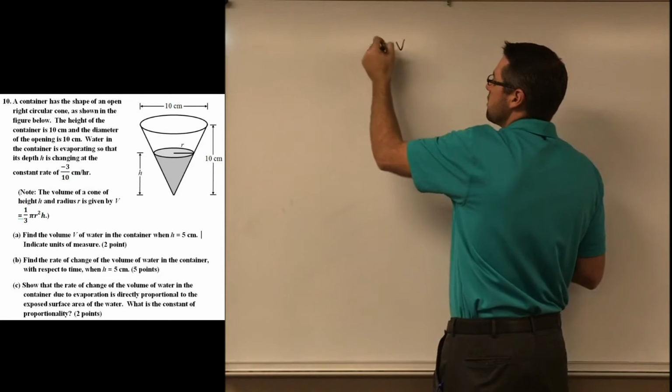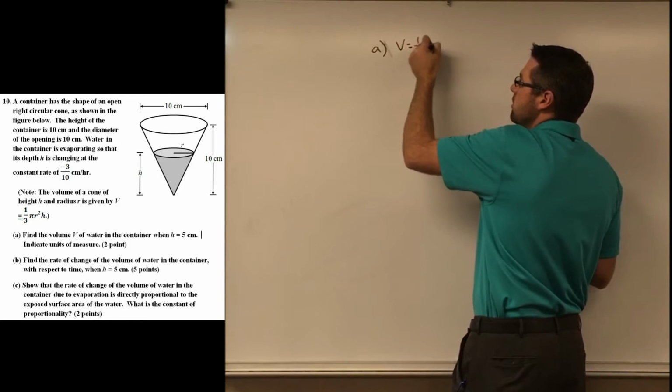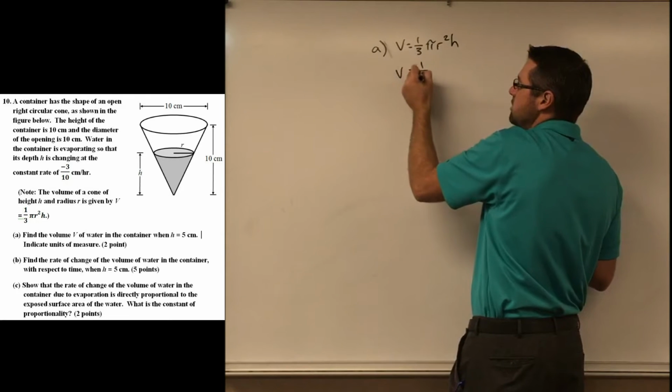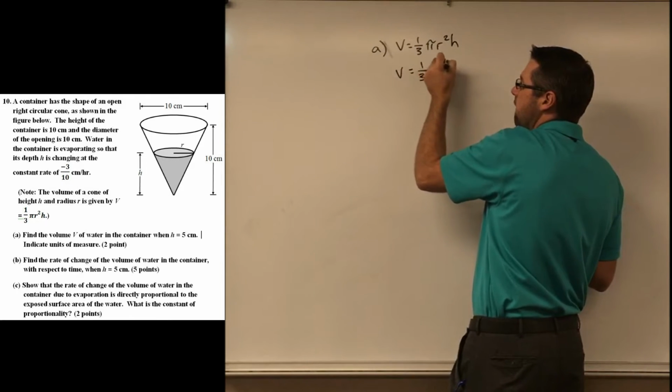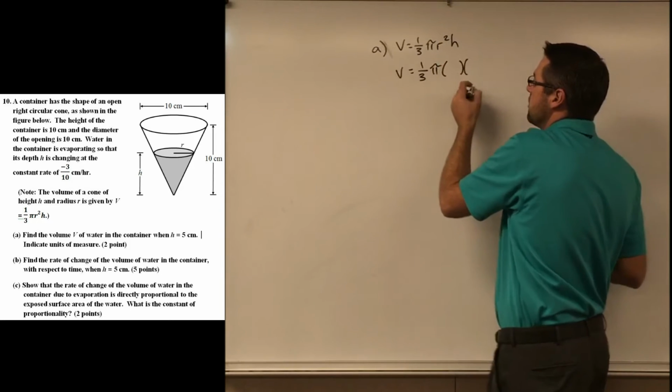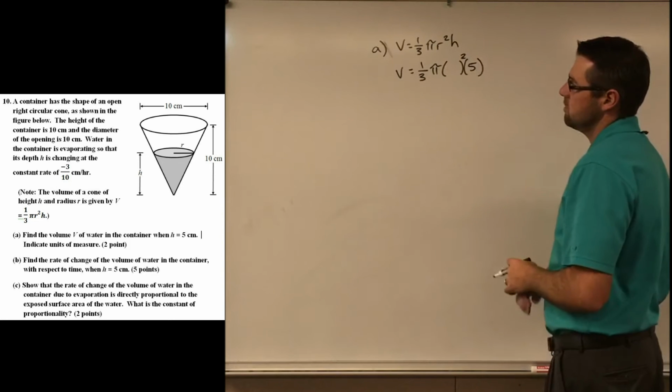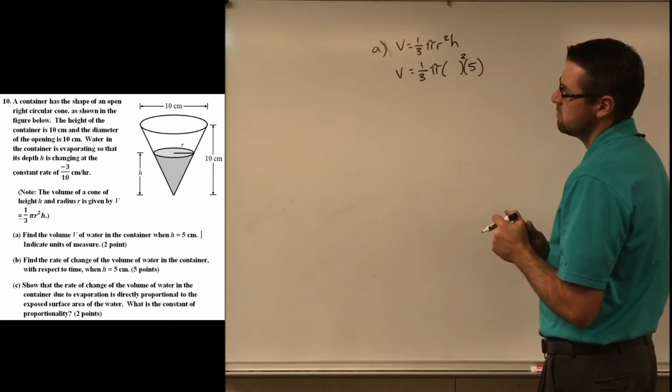Volume equals 1/3 pi r squared h. So what is the volume when h equals 5? Any ideas? We know h is 5, but what else do we need? Do we know how to find r?